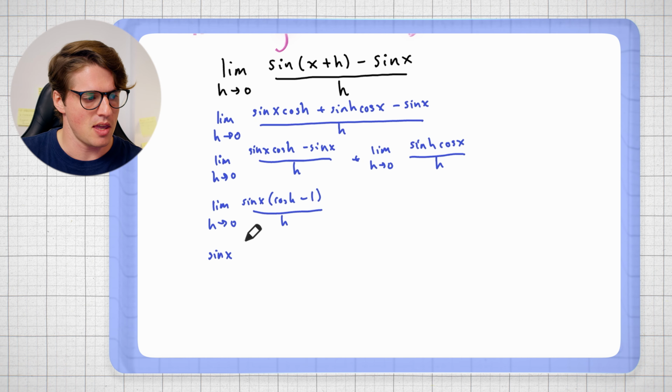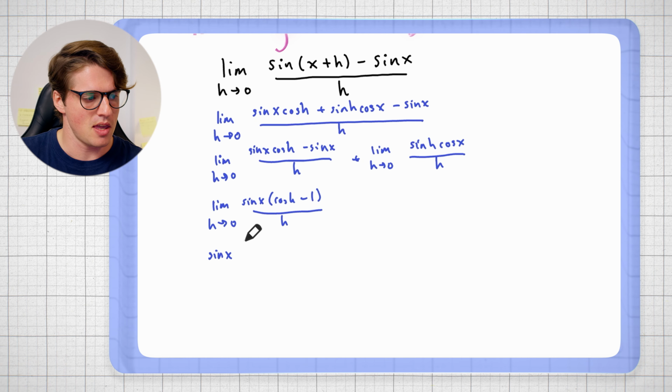We still can't plug in h equals 0. We're going to multiply by the conjugate. So we have cosine h minus 1 all over h times cosine h plus 1 over cosine h plus 1. And sine of x is still on the outside, limit as h goes to 0. Cosine squared h minus 1 all over h times cosine h plus 1. Okay, this is getting to be a mouthful.